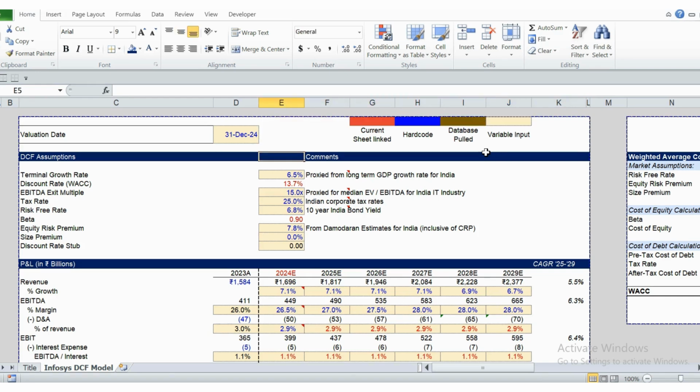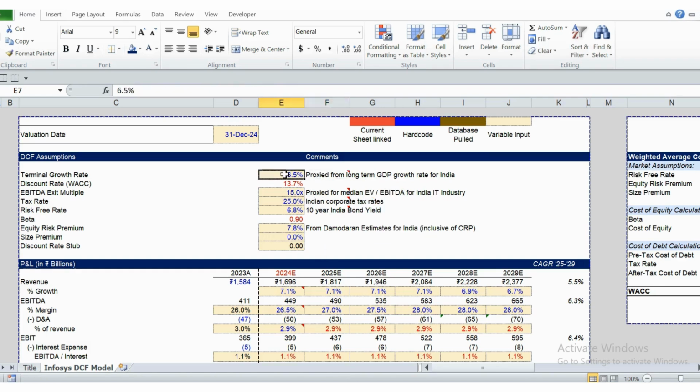So now let us talk about some of the DCF assumptions that we have used in this. First is the terminal growth rate. We usually take the terminal growth rate as the long-term estimated GDP growth rate for the company. Since we are talking about Infosys, here I have proxied it from the long-term GDP growth rate for India.